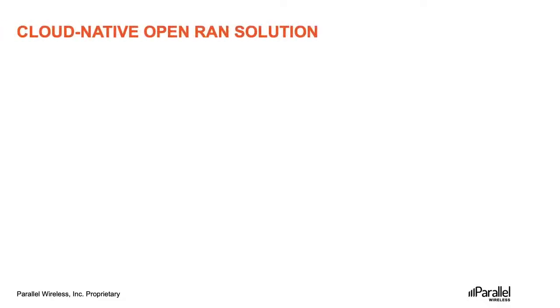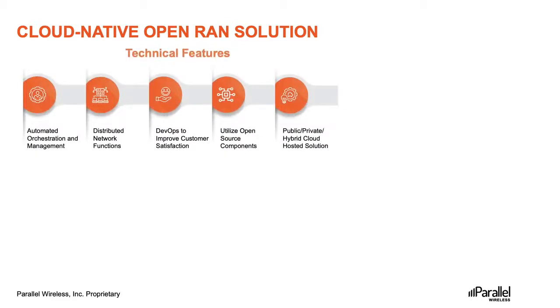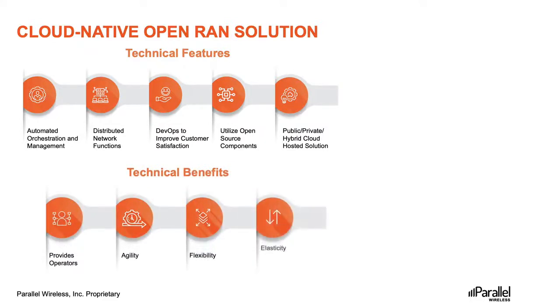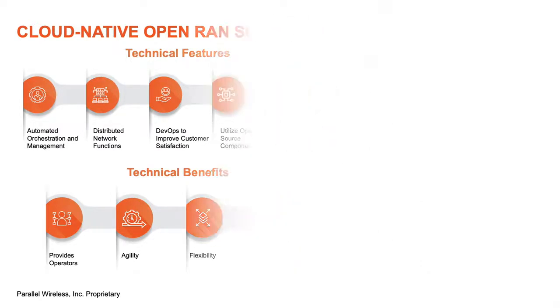Just to summarize in the end, cloud native OpenRAN solution brings several technical features, technical benefits, and business benefits. Technical features mainly include automated orchestration and management, distributed functions, DevOps, and so on. Technical benefits include aspects like agility, flexibility, and elasticity. Business benefits wise, cloud native and OpenRAN are need of the hour, and to increase profitability and reduce cost, it is one of the must have for operators.